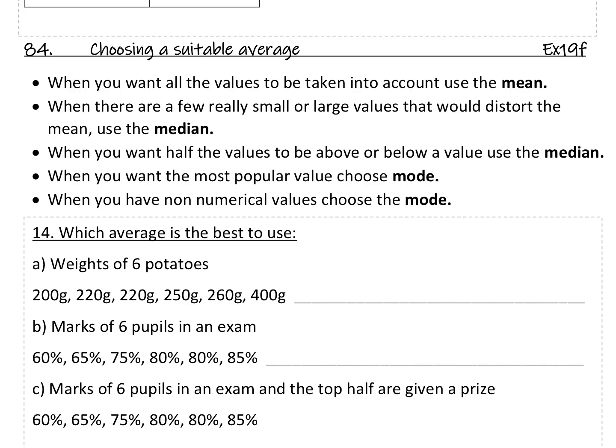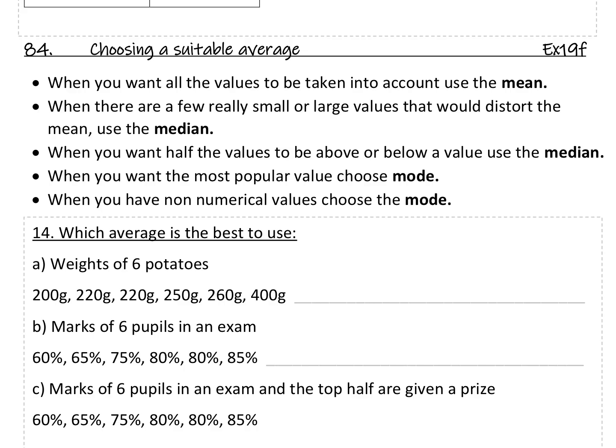So, if there's any sort of scenario when you want all the values to be taken into account, you would use the mean. When there are a few really small or large values that would distort the mean, you use the median instead. So maybe it could be an anomaly, or it could just be some sort of outlier. You'll see in the context in these examples where that would come into play.